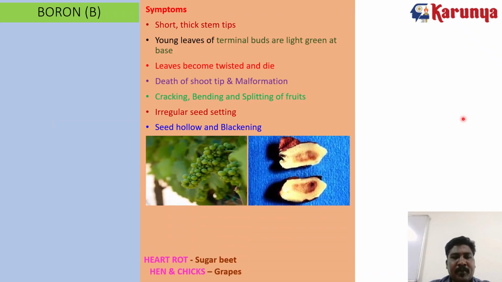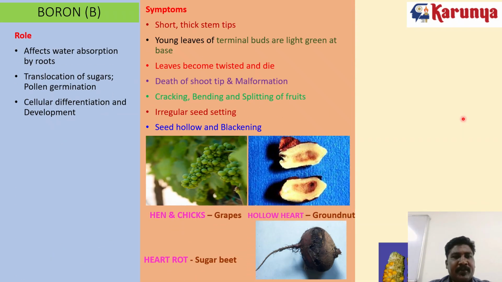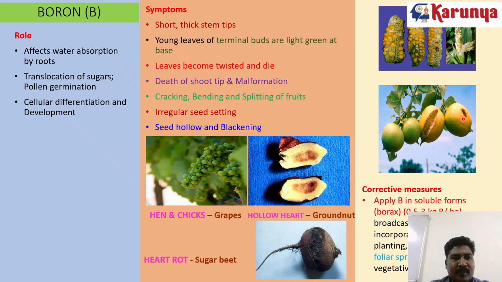Coming to boron, the main role is water absorption by roots. It will be affected when boron is deficient. Translocation of sugars, pollen germination, and cellular differentiation are governed by boron. The symptoms are short, thickened stem tips, and the younger leaves of terminal buds are light green, and base leaves become twisted and die. Death of shoot tip and malformation, cracking, bending, and splitting of fruits.